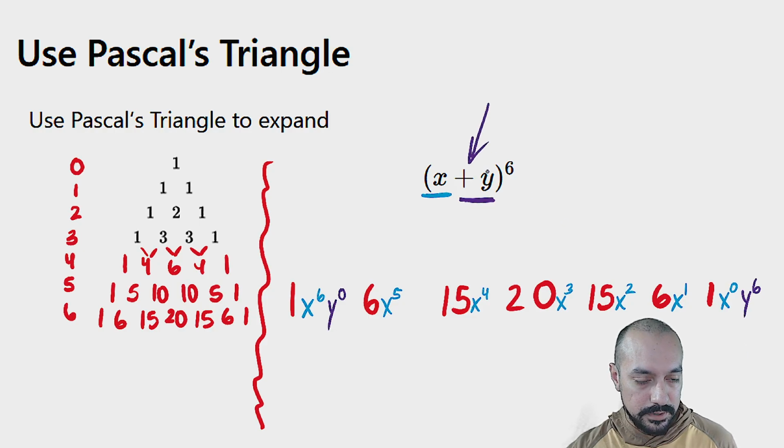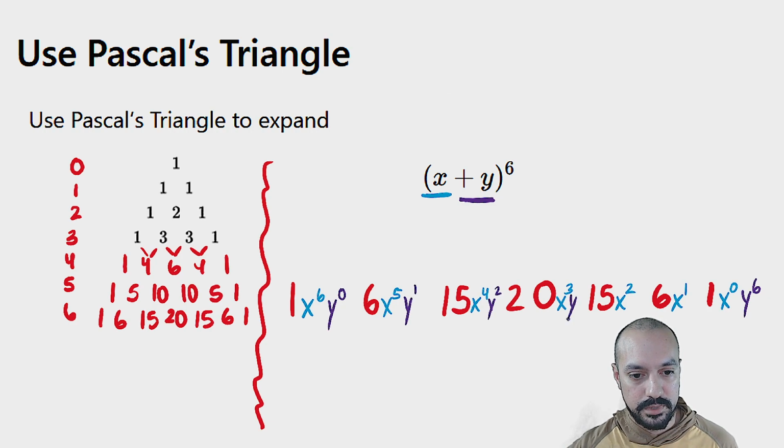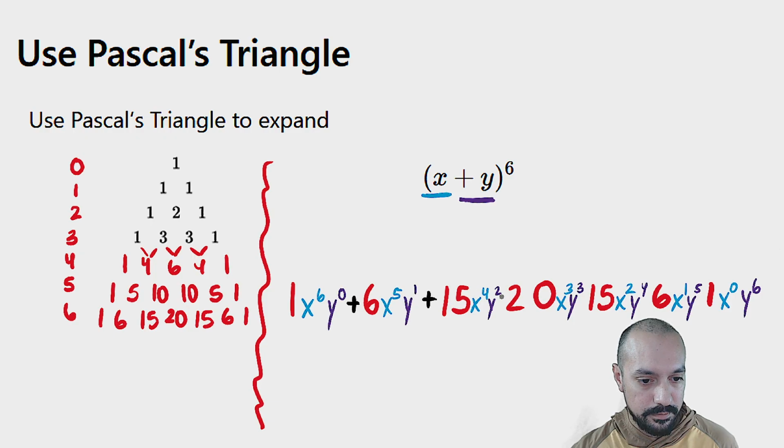If I had a negative here, I would be sure to alternate the signs. But since it's positive, I don't have to worry about anything too complex right now. So we get y to the first, y to the second, y to the third, y to the fourth, y to the fifth, and then I already wrote y to the sixth. Then I'm going to go back through. These are all different terms, so I want to separate them with my addition sign. And then I can clean it up.